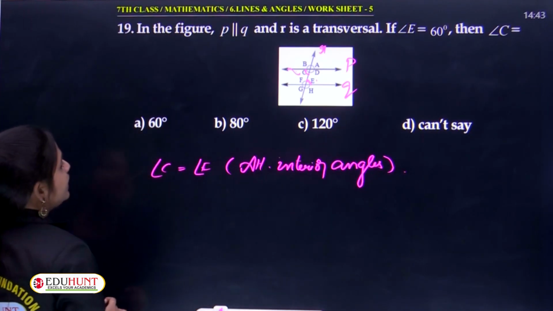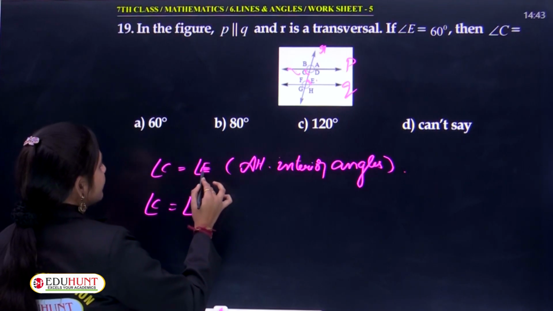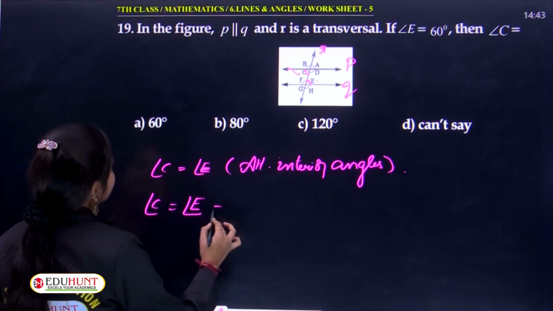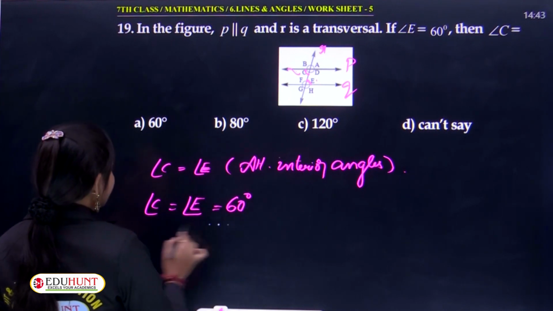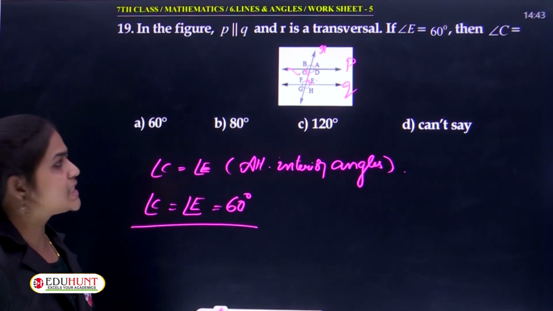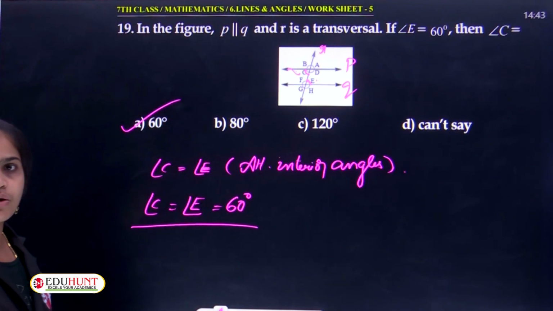Then here angle C is equal to angle E. Already they have given E as 60 degrees. Angle C is equal to angle E is equal to 60 degrees. Obviously, angle C is equal to 60 degrees. Okay?